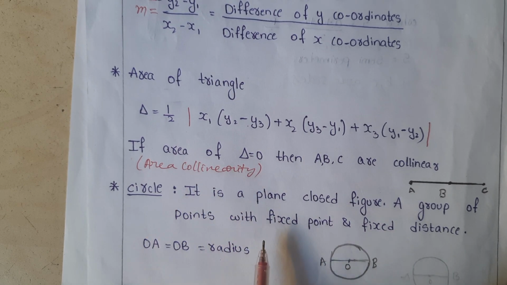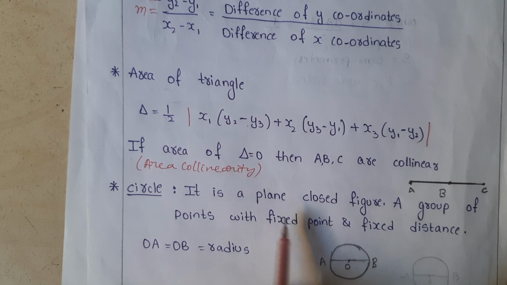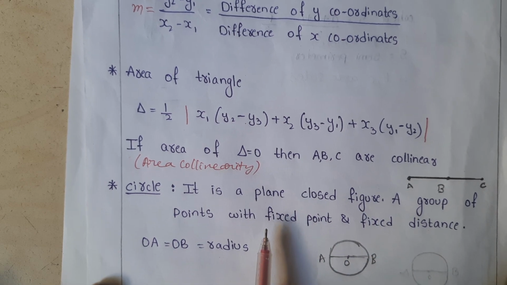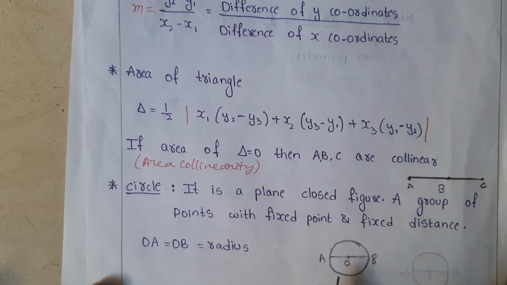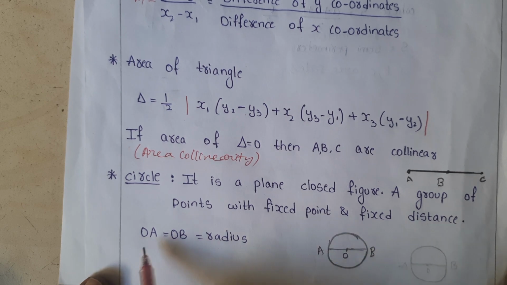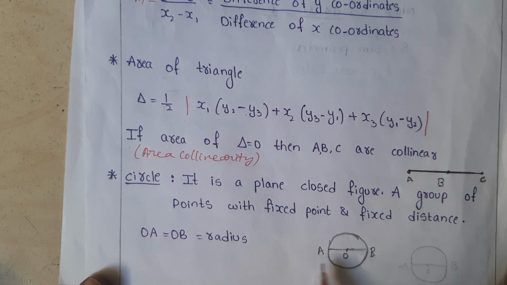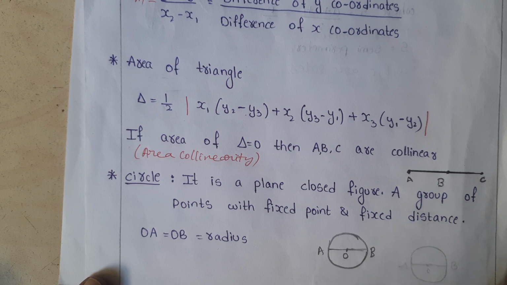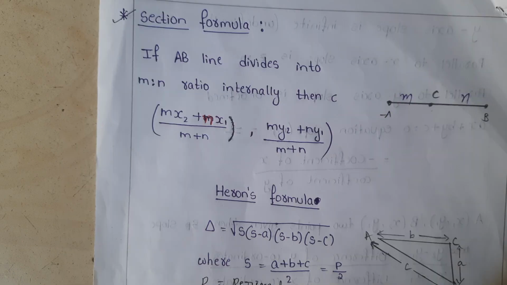The circle is a plane closed figure, you know that. A group of points at a fixed distance from a fixed point is called a circle. OA is equal to OB is equal to the radius. We need to find any one of the endpoints. Suppose any two points are given, then the other point you can find with this. That is a distance formula based question only. So we will discuss the next point.